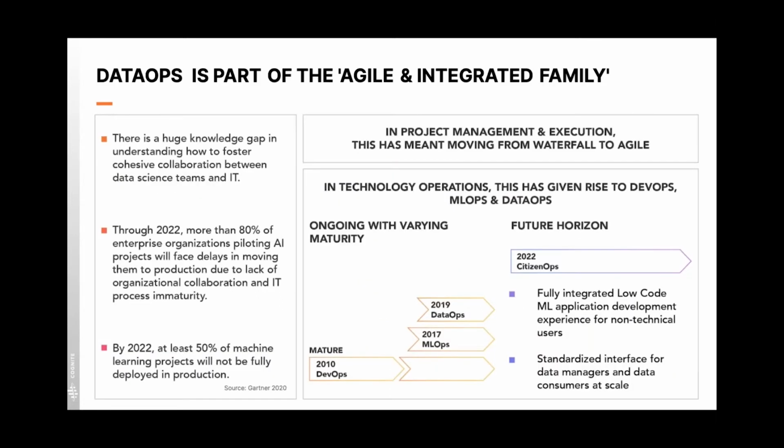And just lastly on DataOps, to give as much context as we can to this new exciting instance, DataOps is of course part of the same agile and integrated family together with DevOps, for example, or machine learning, MLOps, or ModelOps as it's often referred to now as well. And whereas in project management and project execution, almost everything has already moved from the conventional rigid waterfall to an agile environment, in technology operations, we are increasingly moving into a similar agile and integrated environment through embracing DevOps, MLOps, and DataOps.